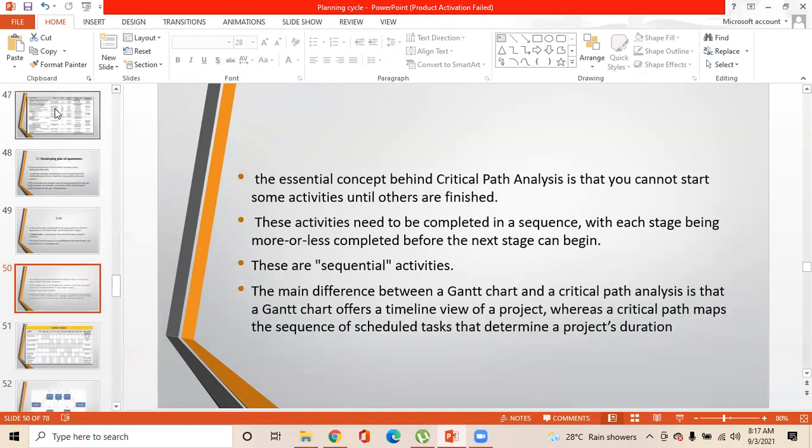The essential concept behind critical path analysis is that you cannot start some activities until others are finished. These activities need to be completed in a sequence, with each stage being more or less completed before the next stage can begin. These are sequential activities. The main difference between a Gantt chart and critical path analysis is that a Gantt chart offers a timeline view of the project, whereas critical path maps the sequence of scheduled tasks that determines the project's duration.